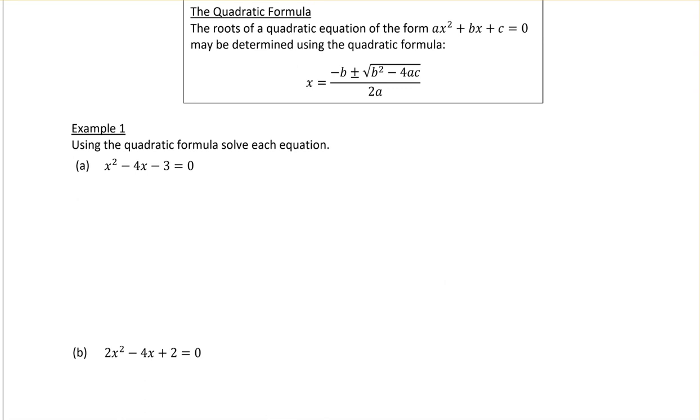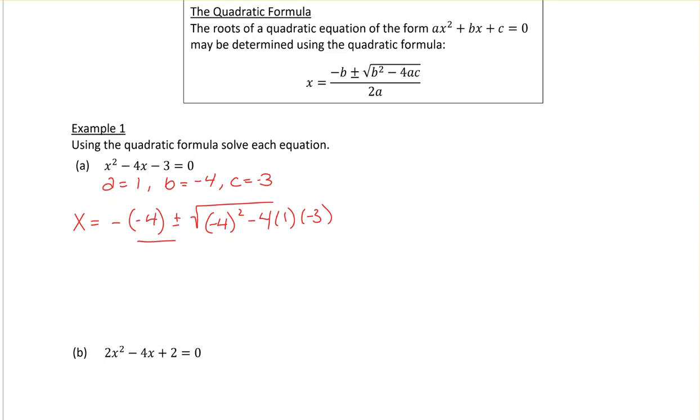Let's identify our A, our B, and our C values first. A is 1, B is -4, and our C value is -3. Okay, I'm going to plug those in to our quadratic formula. B is -4, 4 times 1 times -3, divided by 2 times 1.